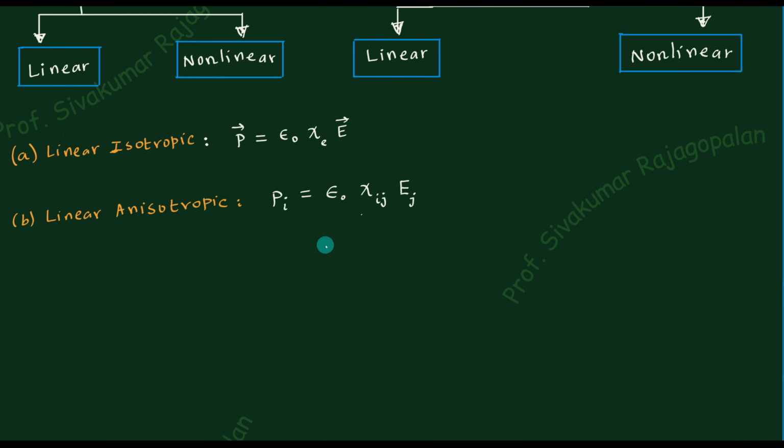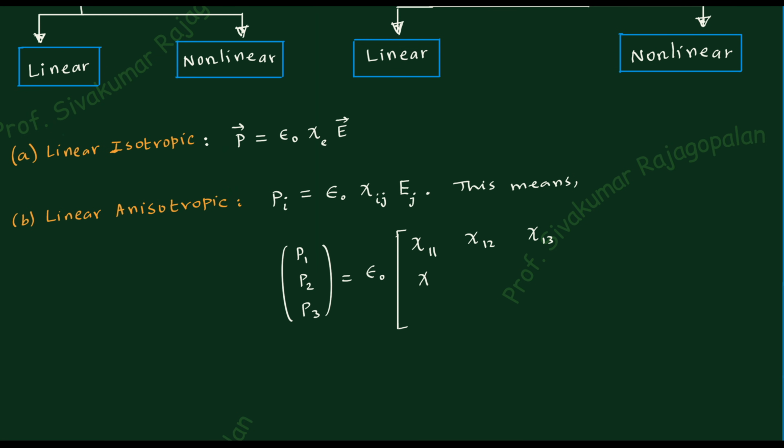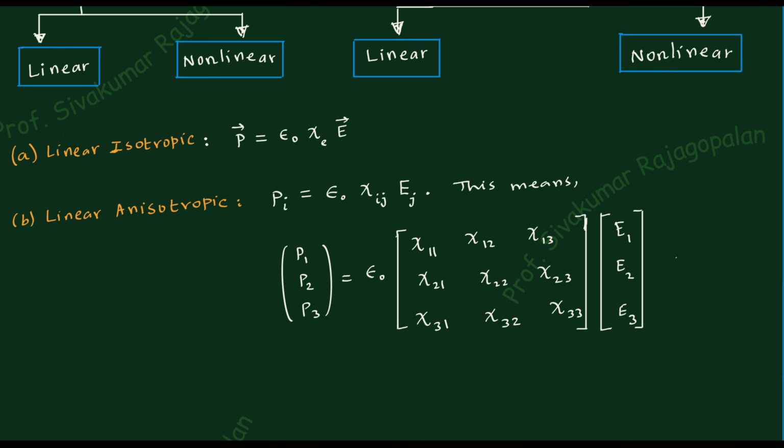I told you that this can be written three times. But instead of writing this equation three times, we can also write down in the matrix notation. So therefore, let me write down this expression in the matrix notation. So the polarization is P1, P2, P3, and this chi ij being second rank tensor, you have a 3 by 3 matrix. Then you have the electric field E1, E2, and E3.